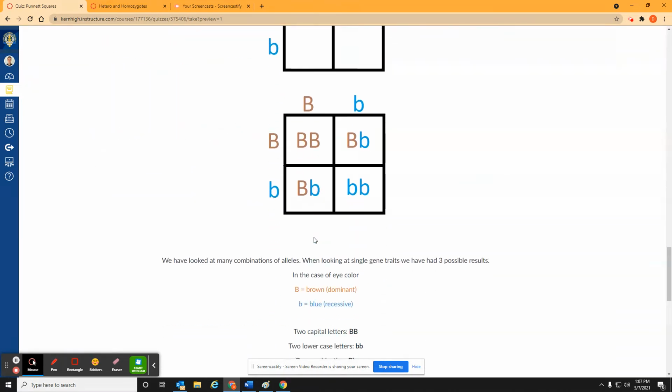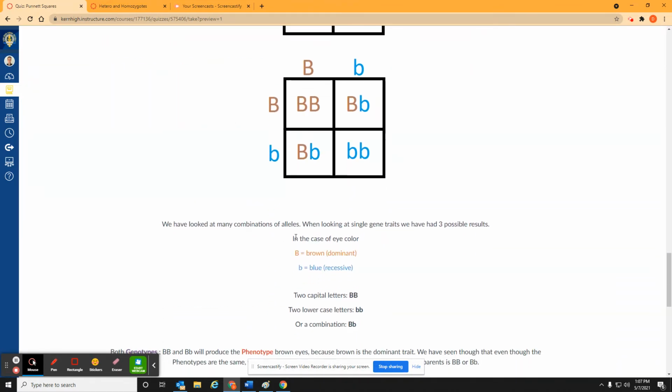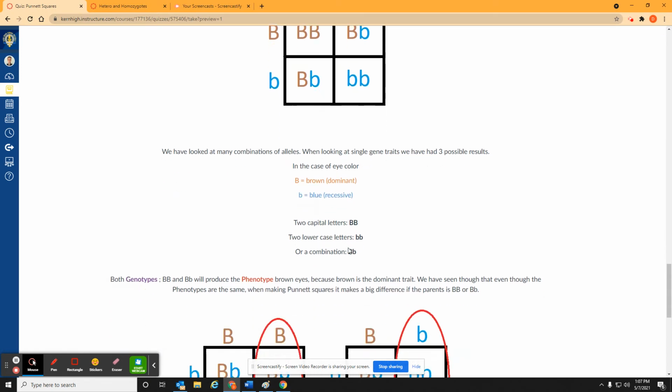Which gets us into those two words I spoke of earlier, homozygous and heterozygous. So we're looking at the same traits as before, eye color, where capital B, brown, is dominant, and lowercase b, blue, is recessive, which means we have three possible combinations: capital, capital, lower, lower, or the combo.